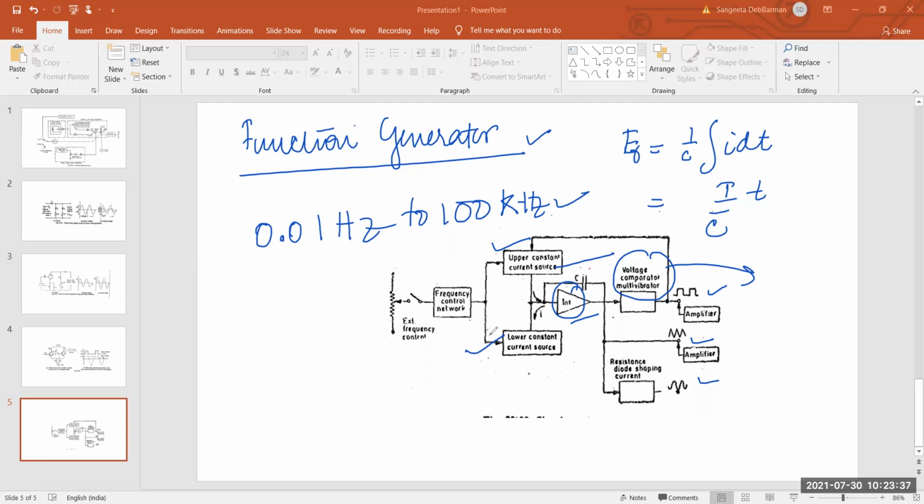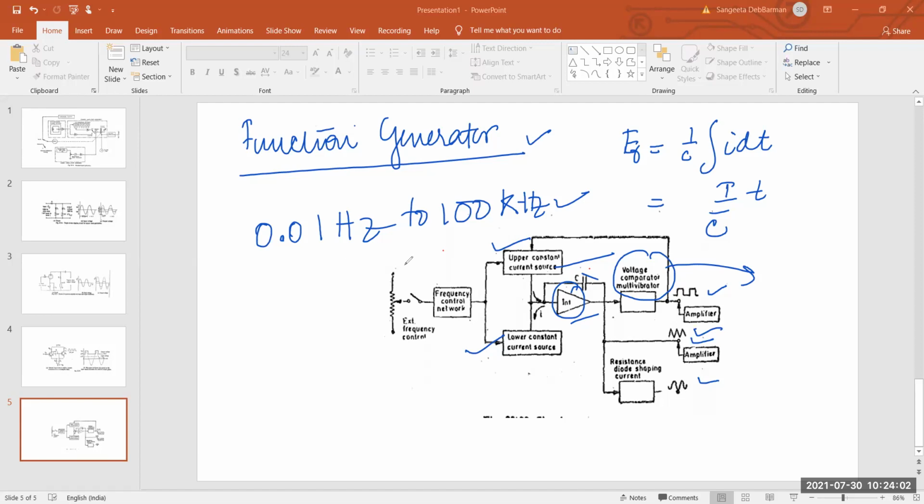Since the direction of the current supply from the lower source is in the opposite direction, you see here, these two are in opposite directions. So what happens? The output voltage increases linearly with time until a big change occurs. However, we get this kind of triangular shape. So I have told you how we are getting the triangular wave shape.